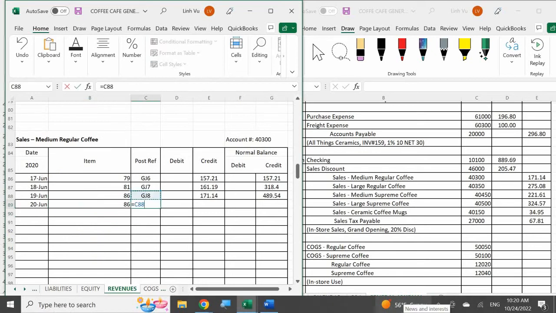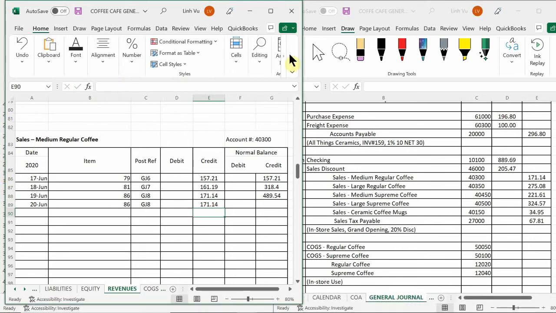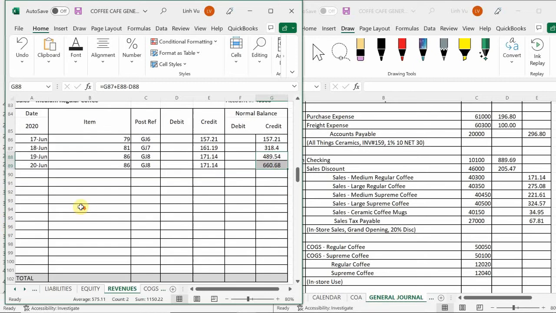For how much? 171.14. Good. So what is my total sales for my medium regular coffee? $660.68. Okay. Good. So we're going to the supreme coffee. Oh, nope, not yet.